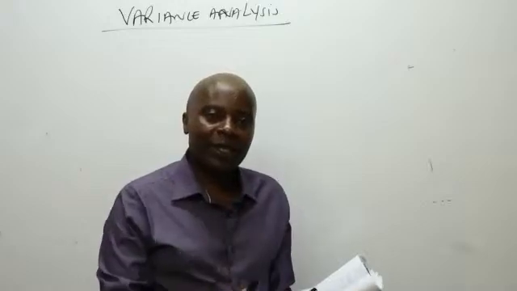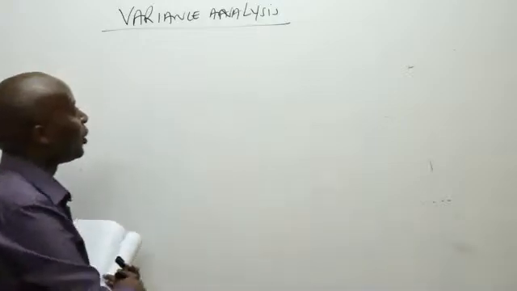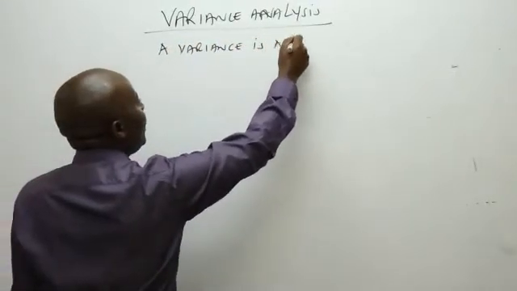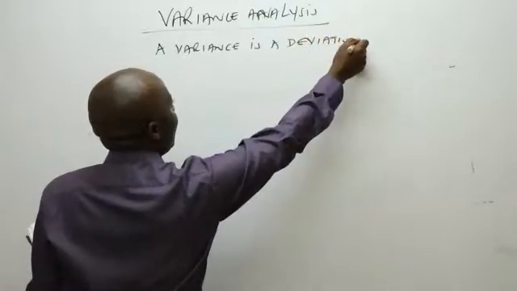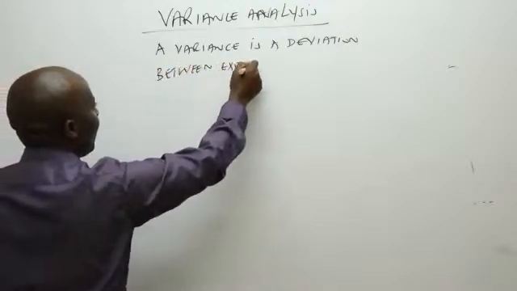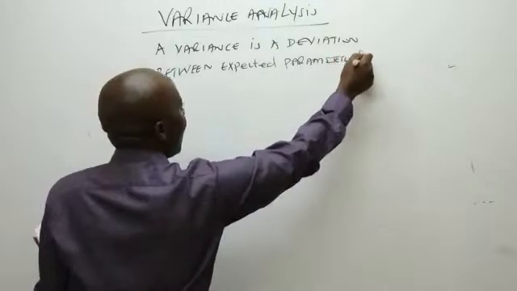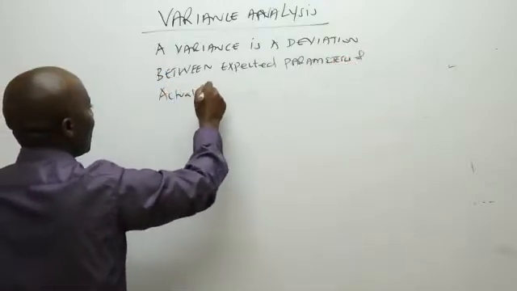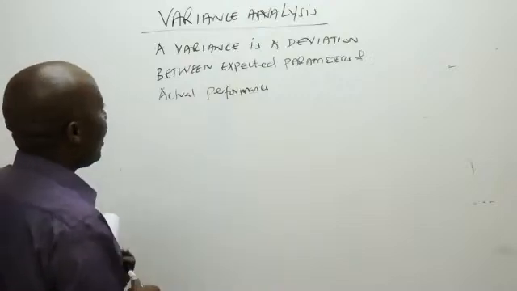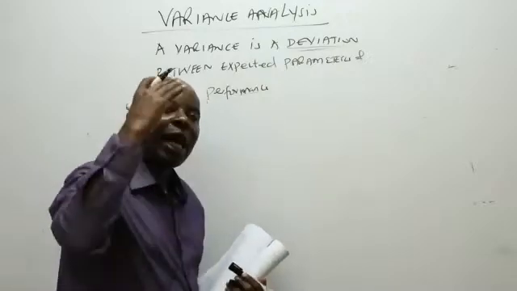Ladies and gentlemen, to help us wake up and come to terms with what is happening today, a variance is a deviation. A variance is a deviation between expected parameters and actual performance. It's a difference between what we expect and what actually occurs.